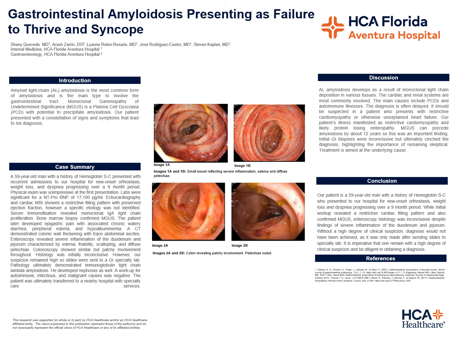In our case, our patient's illness manifested as a restrictive cardiomyopathy and likely protein-losing enteropathy. MGUS can precede amyloidosis by about 12 years, so this was an important finding in our case. Initial GI biopsies were inconclusive, but ultimately they cinched the diagnosis, highlighting the importance of remaining skeptical.